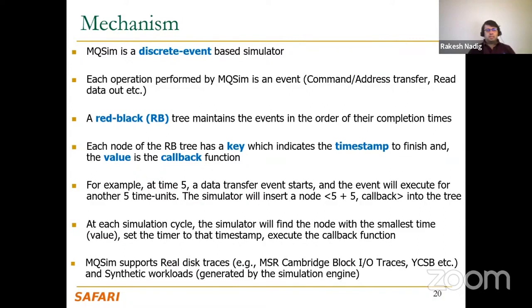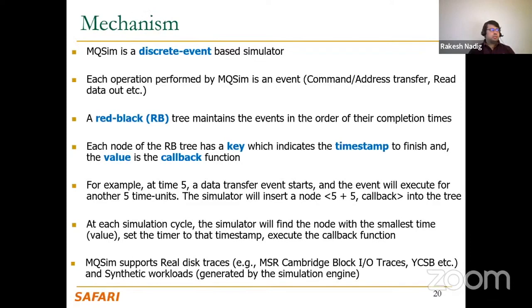So the simulation engine works like this, and MQSim can support real disk traces from sources like MSR Cambridge block IO traces or YCSB, and it can also generate its own traces, which are called synthetic workloads. So this is the basic mechanism of the simulation engine.